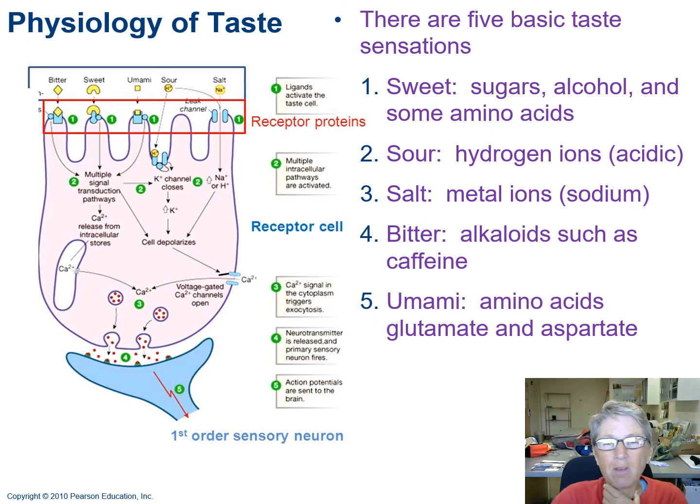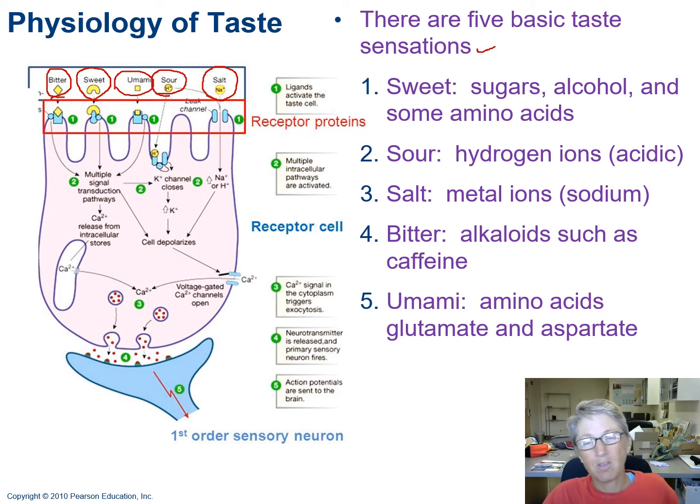So there are 5 basic taste sensations, and it shows over here there's sweet. That's like a sugar, an alcohol. Some amino acids are sweet. Here's sour. This is because of hydrogen ions, or something that you ate was acidic. A salt will be a metal ion, like sodium and chloride. Sodium chloride is salt. Bitter would be represented by an alkaloid, for example, caffeine. And umami is the amino acids glutamate and aspartate. And I think that's also said to be like a meat flavor.